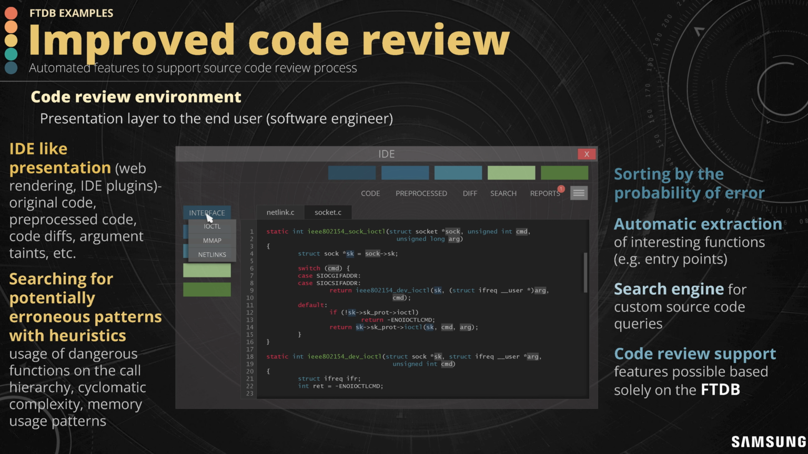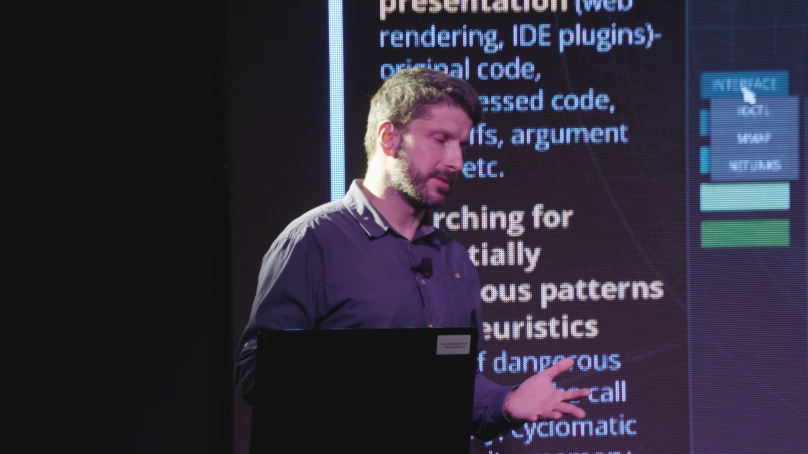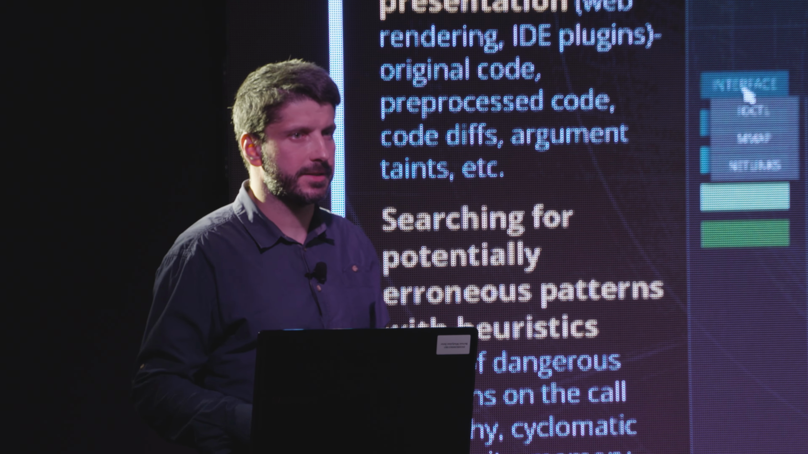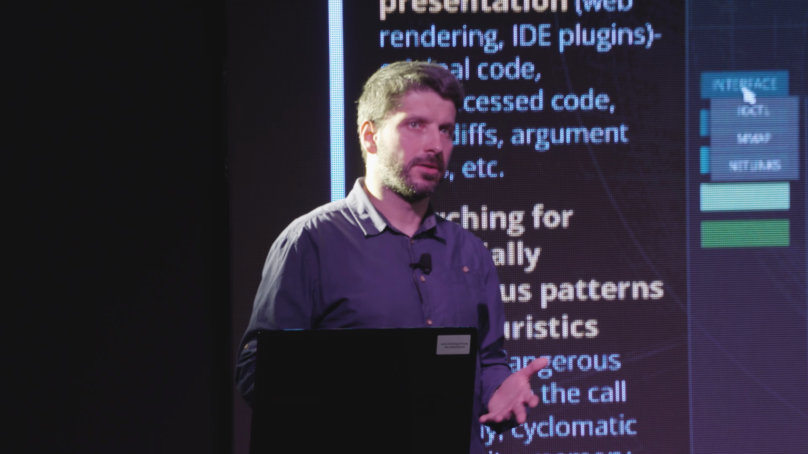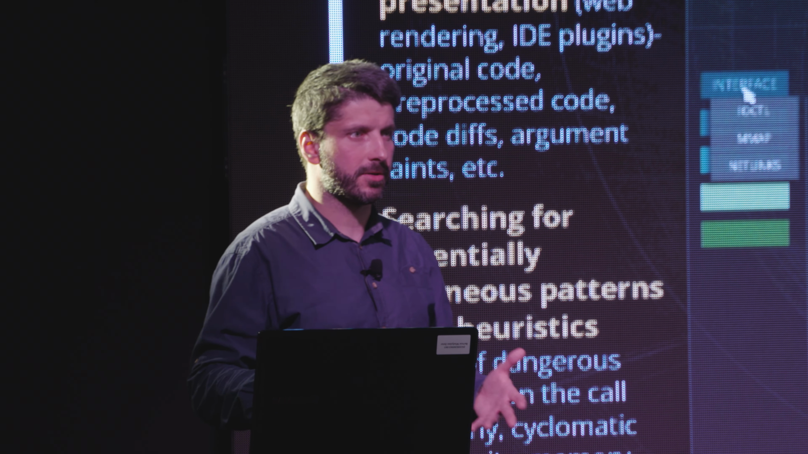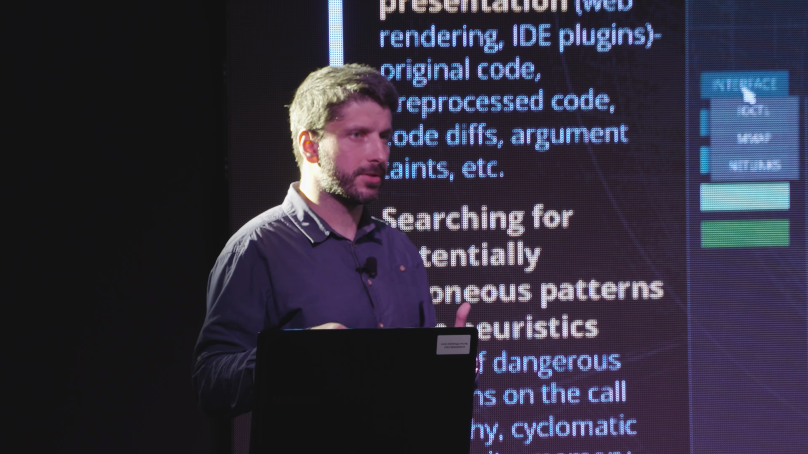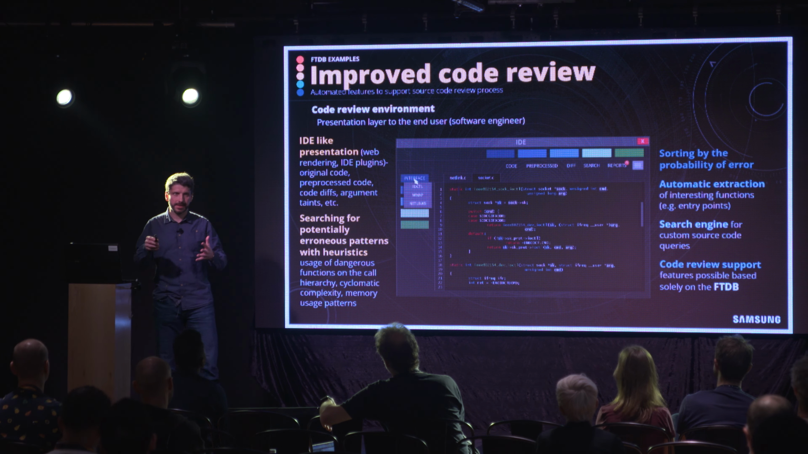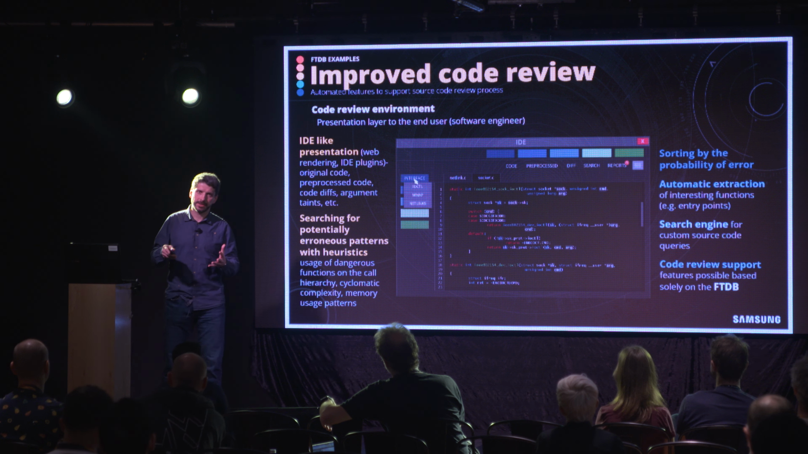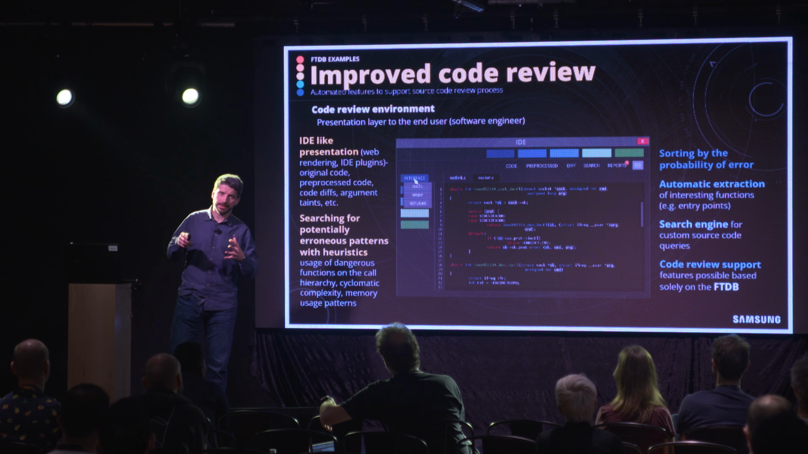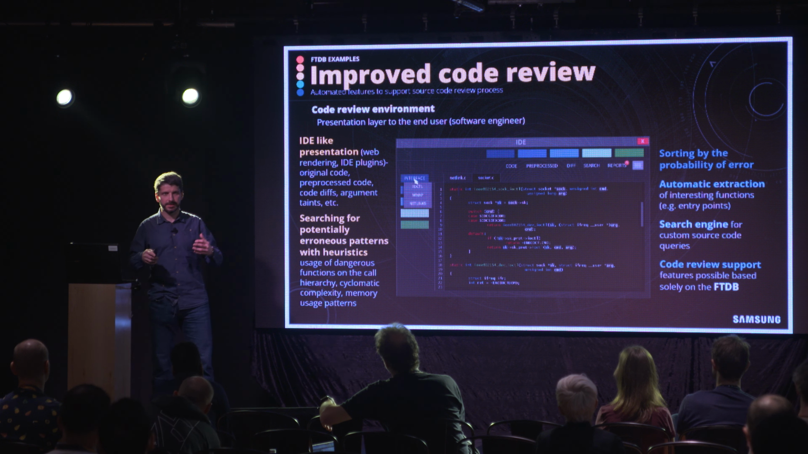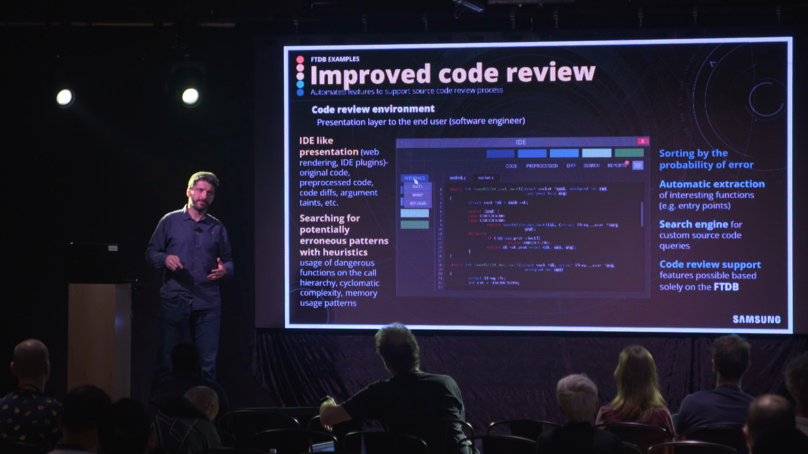And this system could apply some heuristics to find erroneous patterns in the code and present the extracted functions with a probability of error in mind. So what kind of heuristics might that be? It might be cyclomatic complexity, memory usage patterns, or, for example, usage of dangerous functions in the call hierarchy, etc. And you could write your own plugins that extract functions according to your target, and you would have a search engine available where you could create advanced code queries that look for erroneous patterns and present them to you in the source review pane.